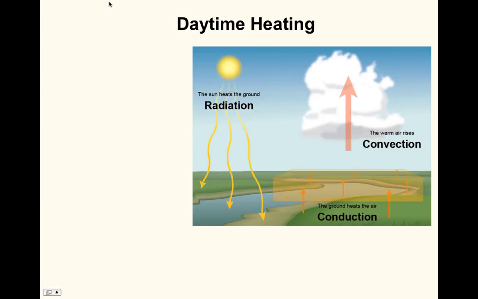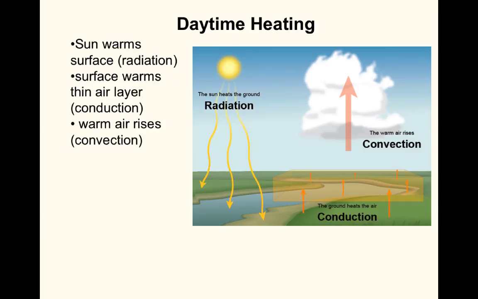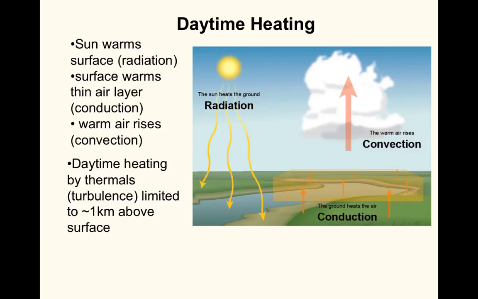Shifting our focus to what causes daytime heating, simply said, the sun heats the ground by radiation. The ground can heat the overlying air, the first 1 to 3 centimeters of air overlying it, by conduction. That warm air can rise by convection and transfer that heat to the upper atmosphere. That daytime heating by turbulence or thermals is limited to around 1 kilometer above the surface, but there are variations.